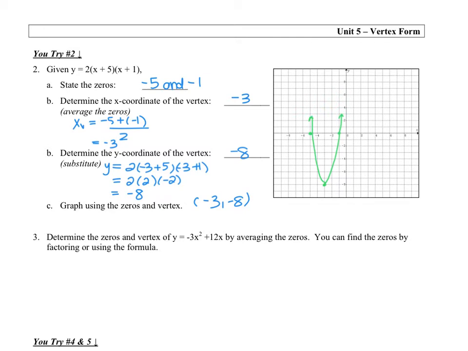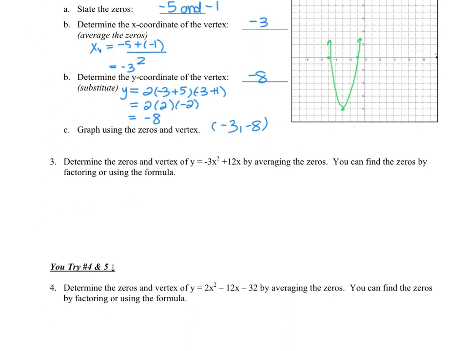Okay, so now we are going to try number 3 together. Determine the zeros and the vertex of y equals -3x squared plus 12x by averaging the zeros. You can find the zeros by factoring or using the formula. So if you want to use quadratic formula, go for it. You can totally find the zeros that way. But this question is actually a really nice common factoring question.